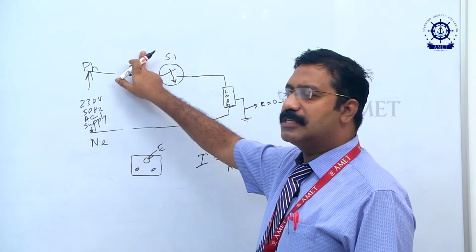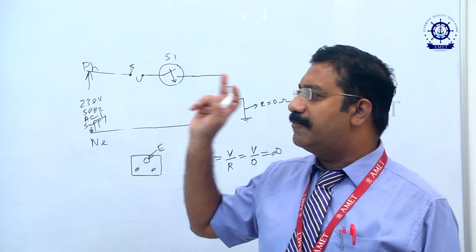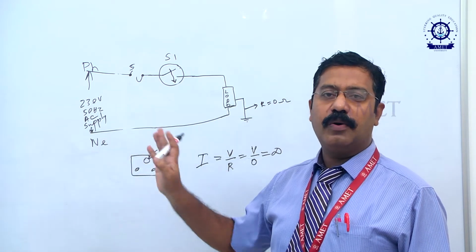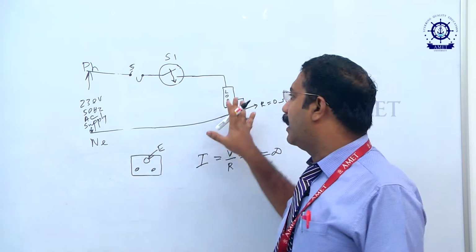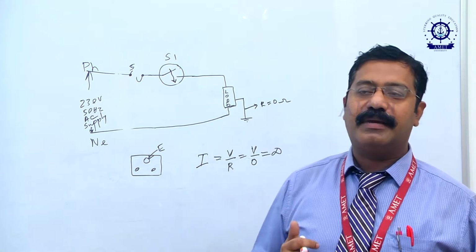If your fuse is blown out, automatically my circuit will come to the first case, which is the open circuit. In an open circuit, we know that current will not flow through the circuit. That means my equipment is protected, and I am also protected from getting shock.